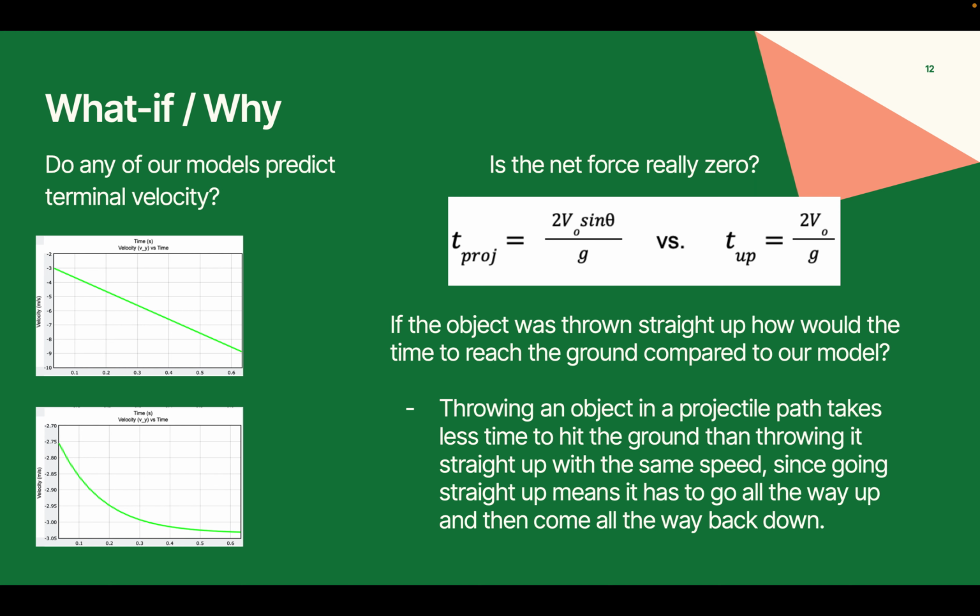Finally, the what ifs and whys. Do any of our models predict terminal velocity? The first graph, which is time versus velocity in the x direction, does predict terminal velocity, and the second one that goes in the y direction does not, because it is a non-constant velocity.